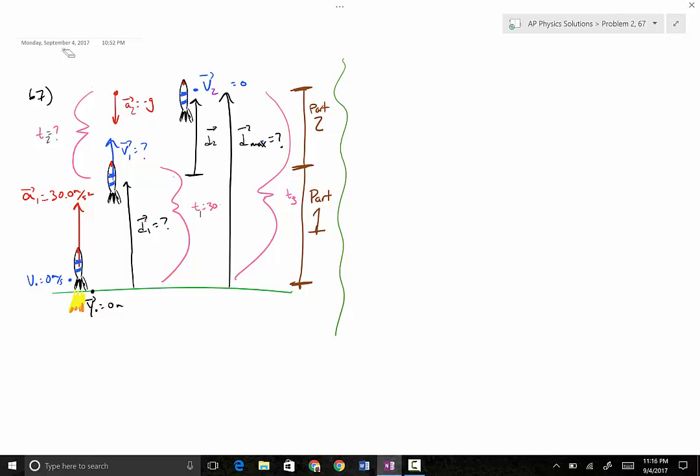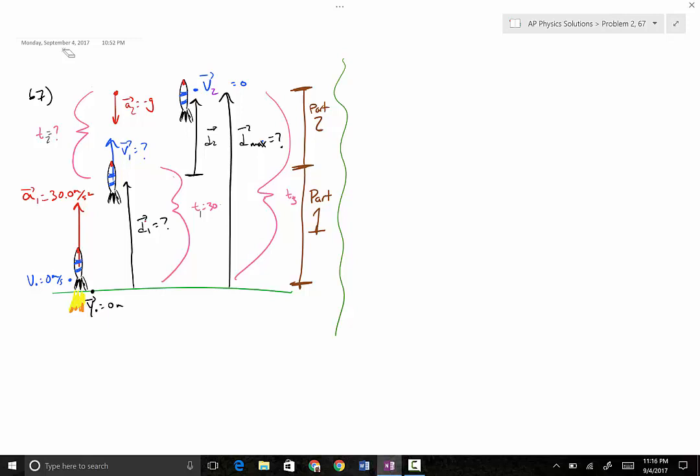It says a 200 kilogram weather rocket is loaded with 100 kilograms of fuel and fired straight up. It accelerates upward at 30 meters per second squared for 30 seconds and runs out of fuel. Ignore any air resistance effects. And the first thing they want to know is, what is the rocket's maximum altitude? Maximum altitude is basically the maximum height.